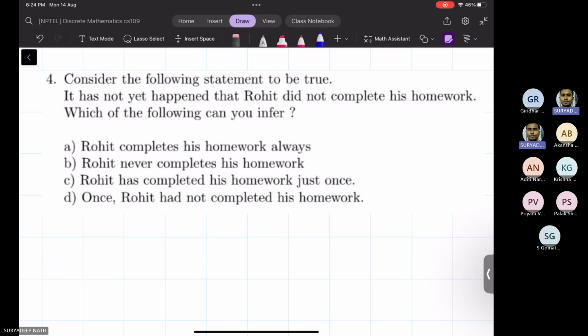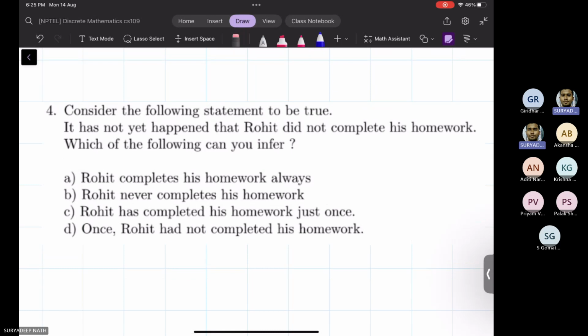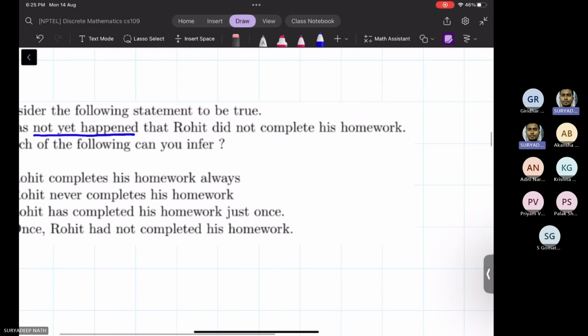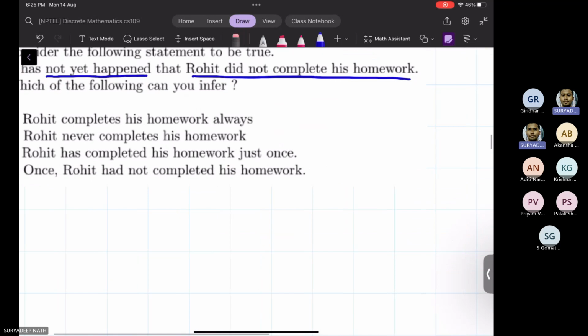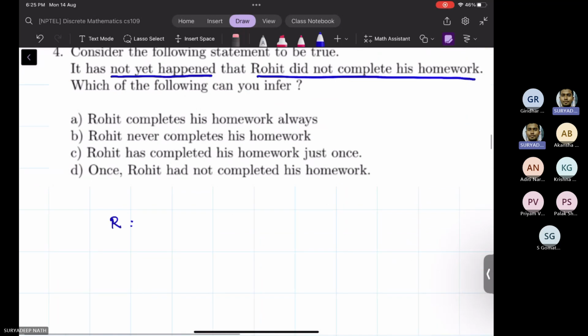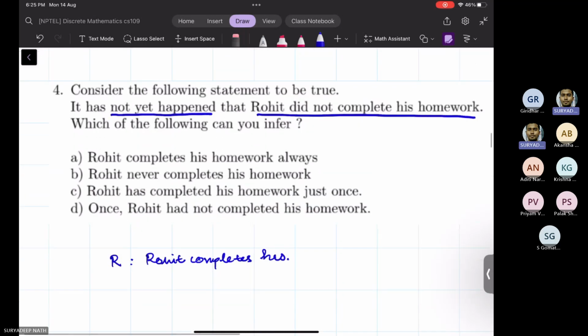All right. So I'll go ahead with the solution. So you see this statement, it has not happened. So it has not yet happened, one part, and Rohit did not complete his homework. Let the statement R be Rohit completes homework. Rohit did not complete his homework is R bar.